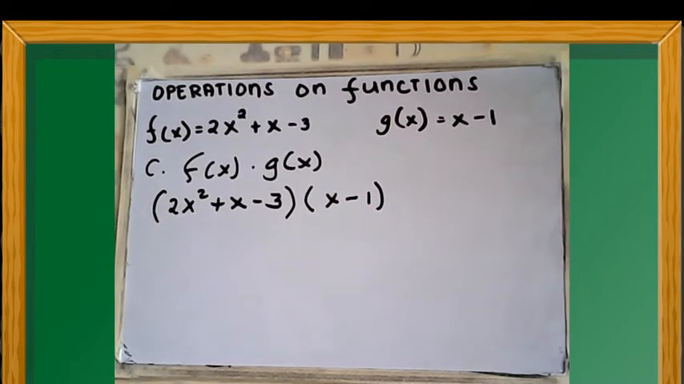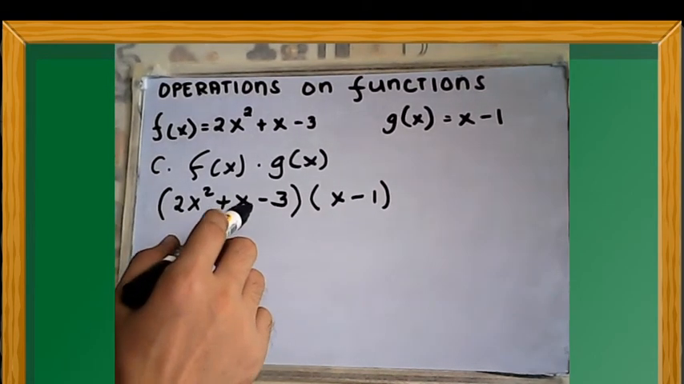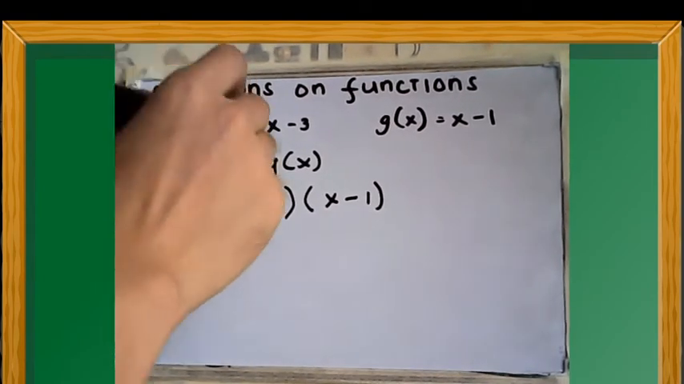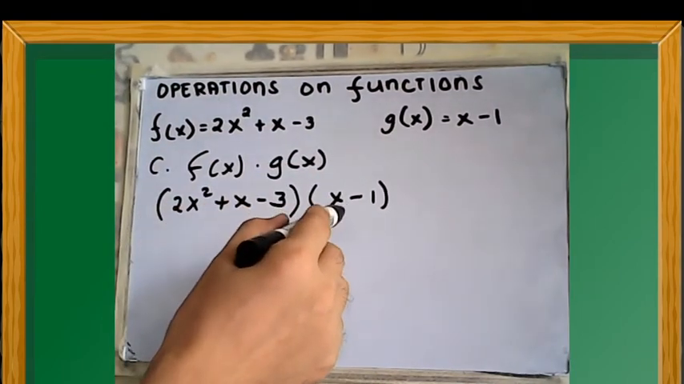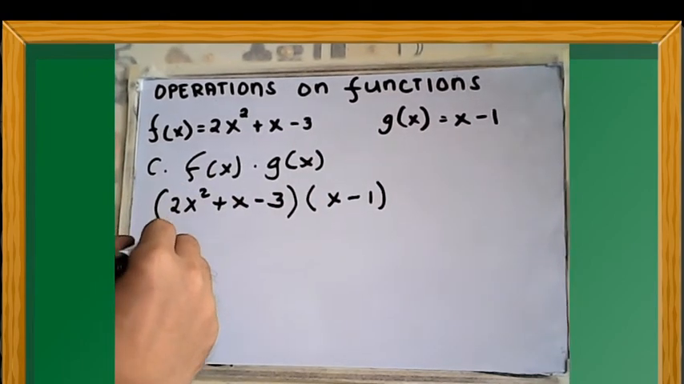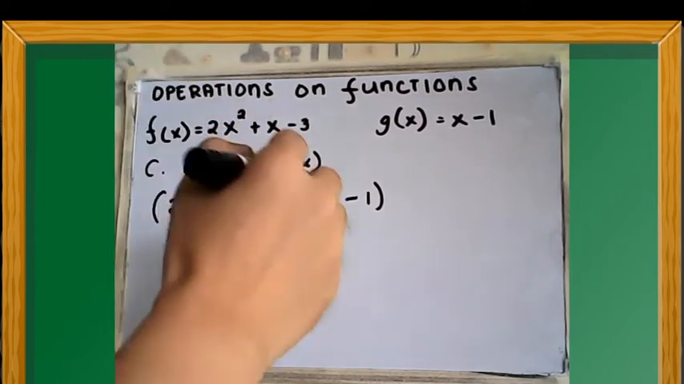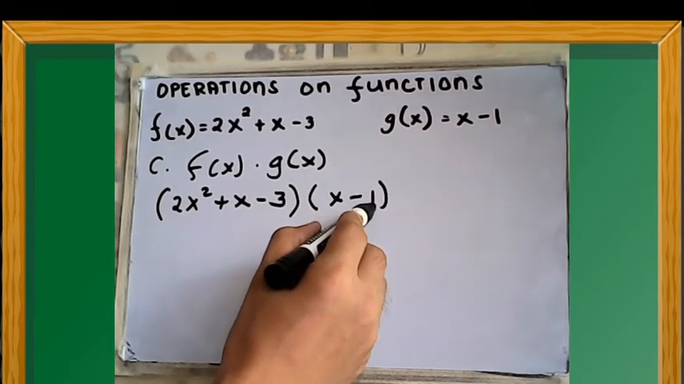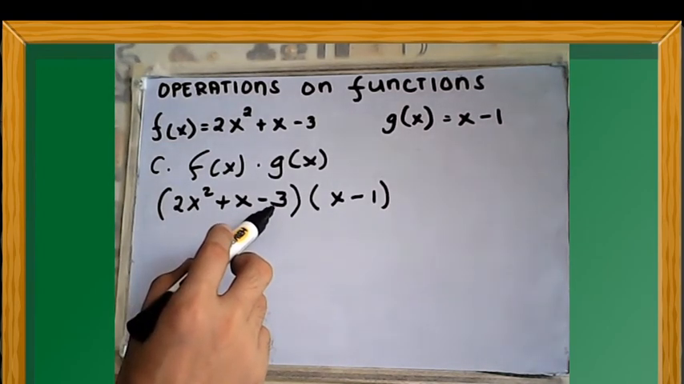So dito, we cannot use the FOIL method since the first expression is a trinomial. Applicable lang ang FOIL method if you are looking for the product of two binomials. So para mas madali, we will use the distribution method, pero mas okay kung pagpapalitin natin sila. Lagay natin dito sa kabila. So we have first term x and meron tayo itong negative 1. Dito meron tayong 2x squared, meron tayong plus x, meron tayong minus 3.